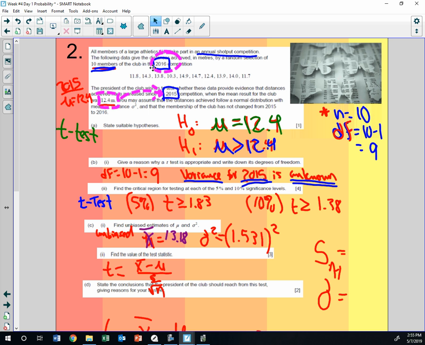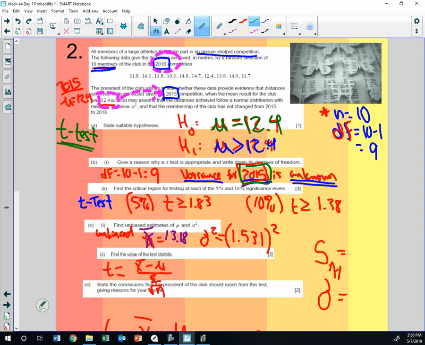All right, so do you have a reason why the t-test is used? Well, that's because the variance for 2015 is not given. Since that's not given, you would use the t-test. The t-test is for known mu, unknown variance. For the normal distribution, you'd need to know the variance and the mean. And then the critical region for the test.